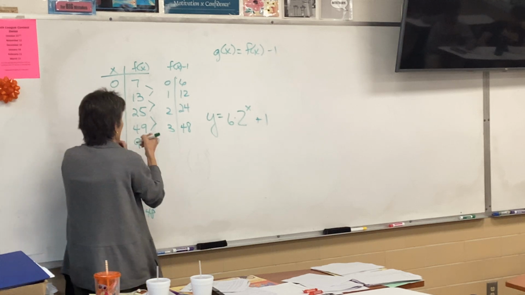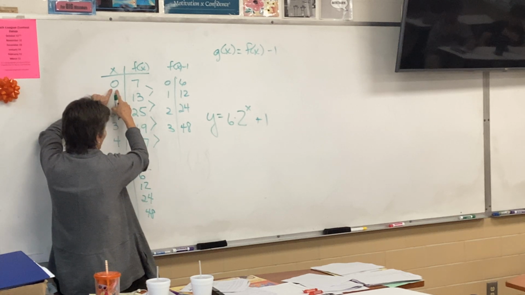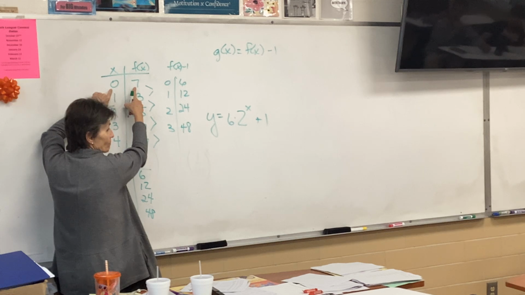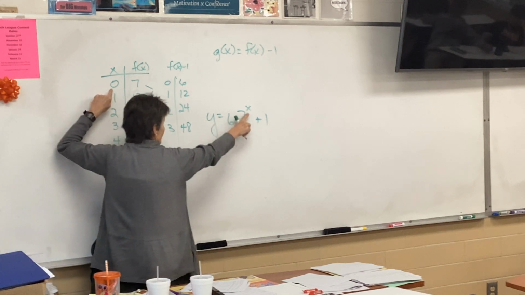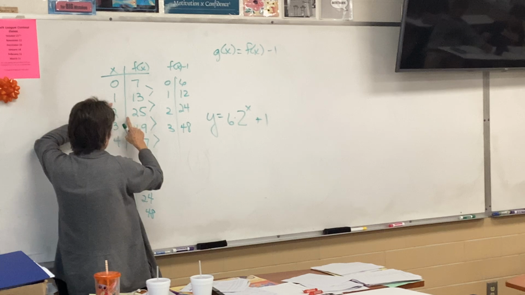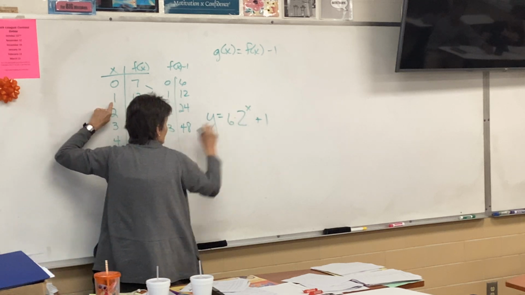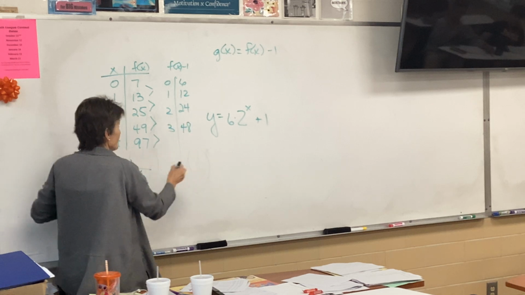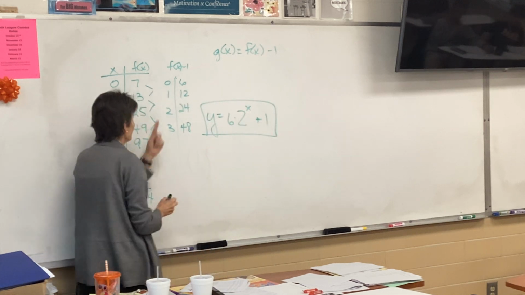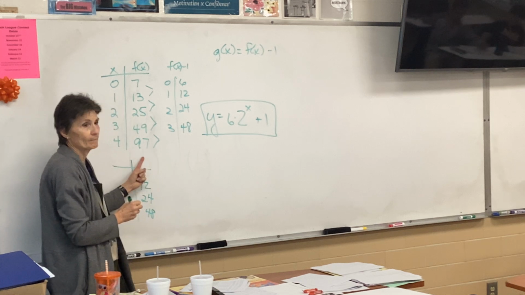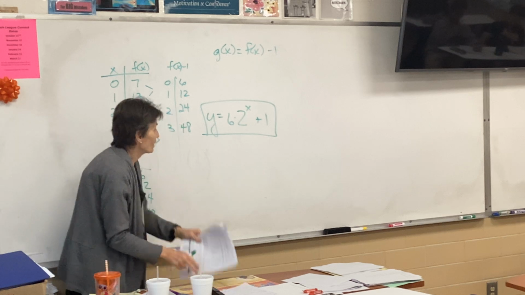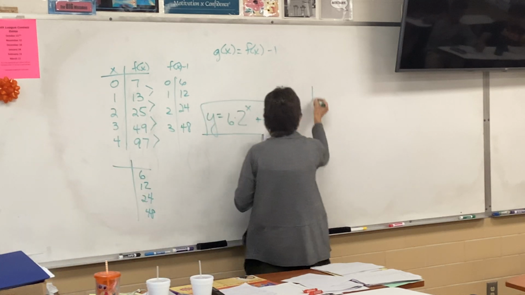So let's just test it out to see if it works. If I put in 0, do I get 7? Put in 0, do you get 7? If I put in 1, do I get 13? If I put in 2, I get 25, and so on. So this is the equation of that exponential function. All right, let's try the next one.